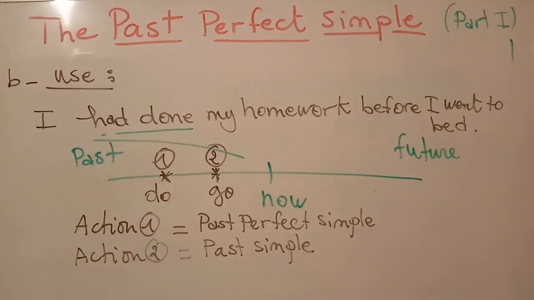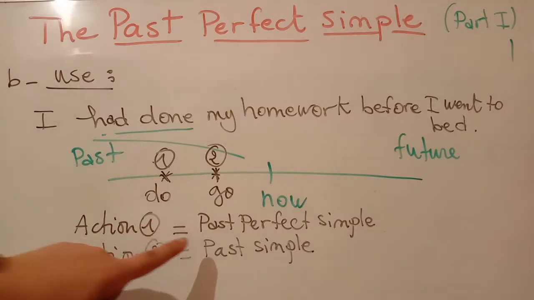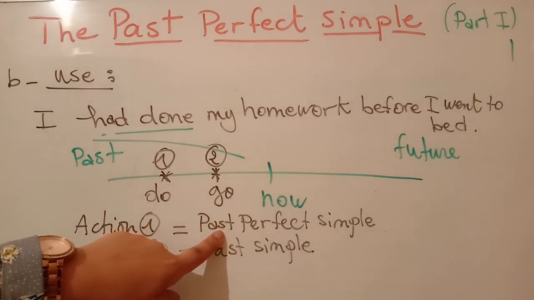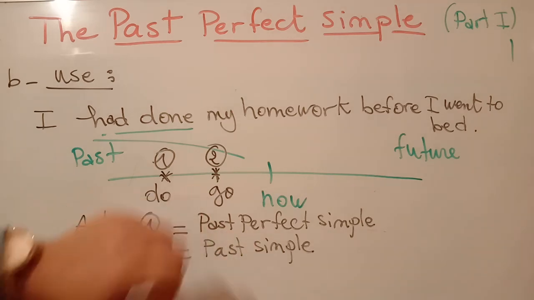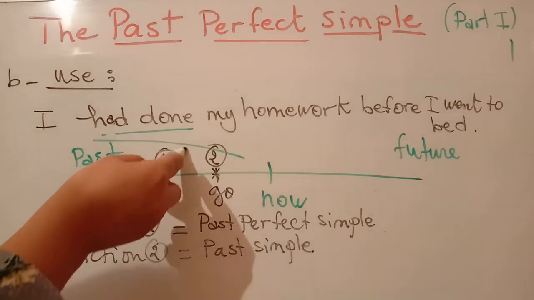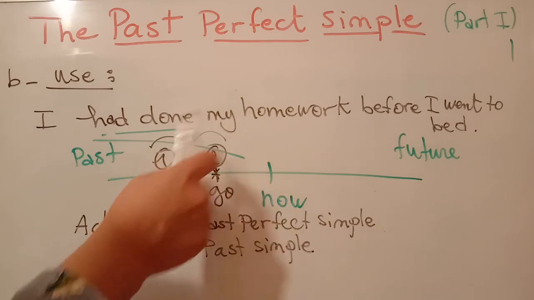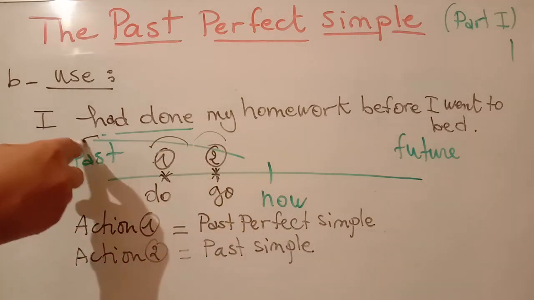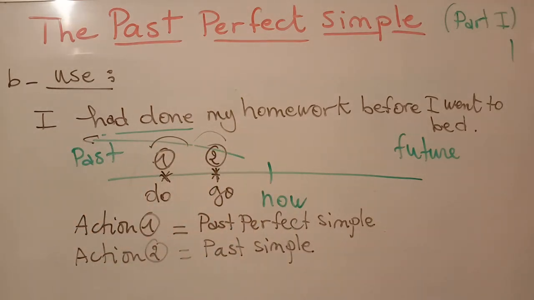Okay? So the first action that took place in the past takes the form of the past perfect simple, and the recent one is simple past. So on this ground, the past perfect simple is used to talk about an action that came before another one in the past. Clear? So this is the general use.